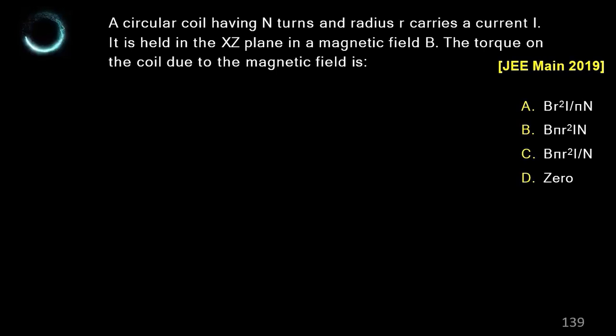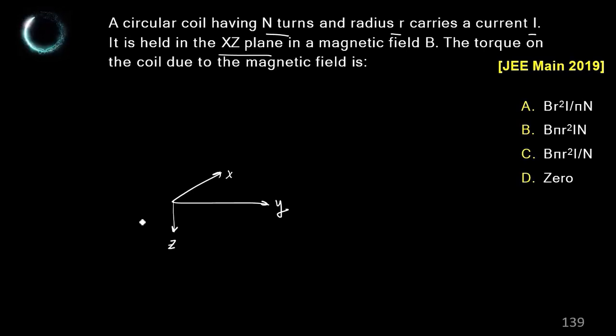The circular coil having n number of turns and radius r carries a current I. It is held in the xz plane. So the circular coil is in the xz plane. Let us say this is the x-axis, this is the y-axis, and this is the z-axis.